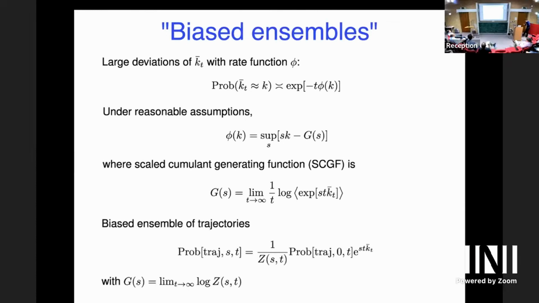Okay, and then, so I sort of mentioned the microcanonical ensemble here. The analog of the canonical ensemble in this business is what people like to call the biased ensemble of trajectories. So now we're talking about trajectories, paths the system follows through time. Every path has its own probability, and paths have length t.